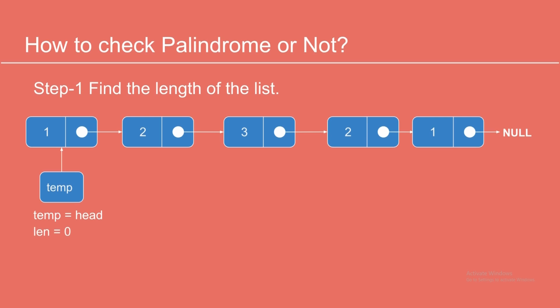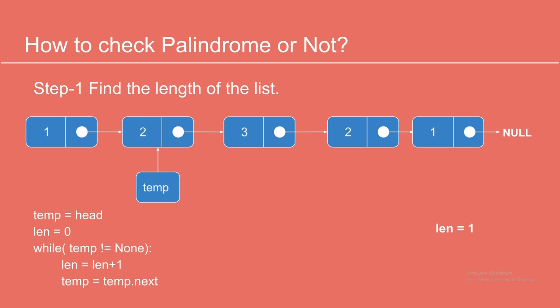Then we will traverse the list using the temporary reference, and on each iteration we will keep on incrementing the length variable while moving one node forward until we reach the end of the list. So initially our length is 0 and temp is pointing to 1, which is not equal to none, so we will increment the length and move one node forward.